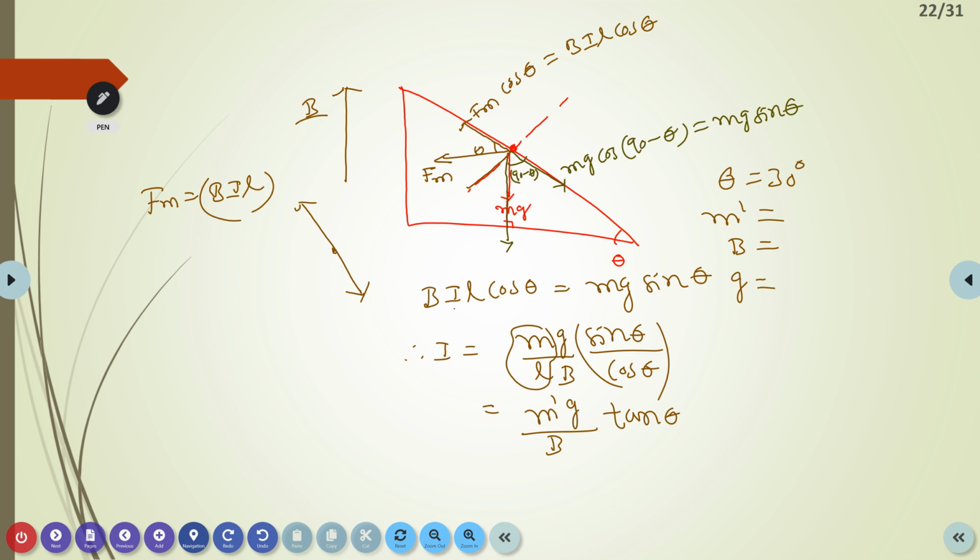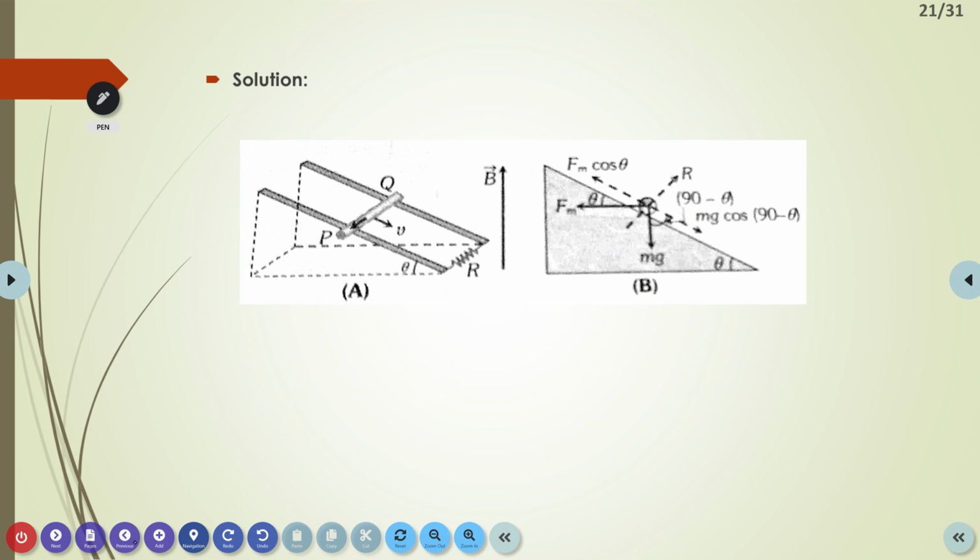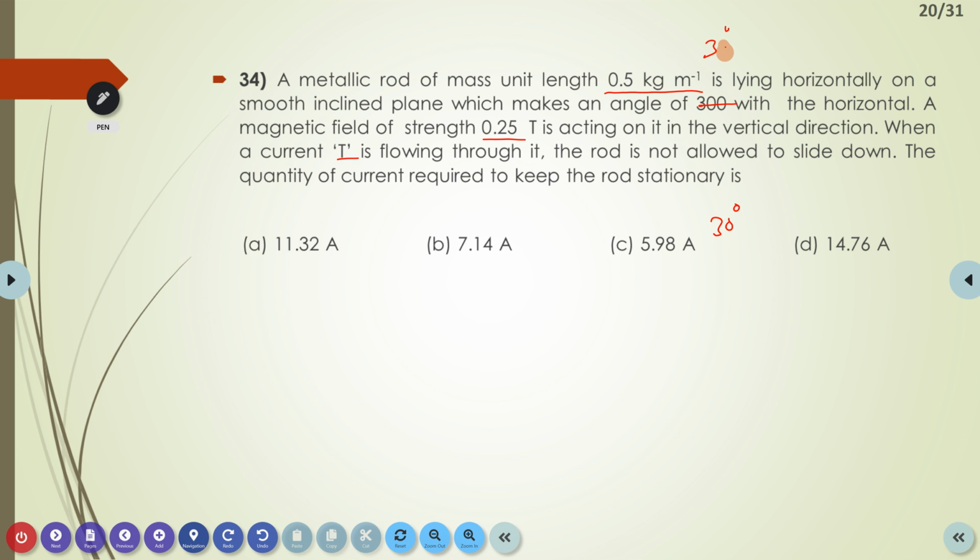Now substitute, so that current equal to 5 into 10 to the power of minus 1 into 9.8 divided by 0.25, which is the magnetic field, into tan 30. Substitute all these things. This current, after calculation, comes around 11.32 ampere. See the answer? 11.32. This is the right choice.